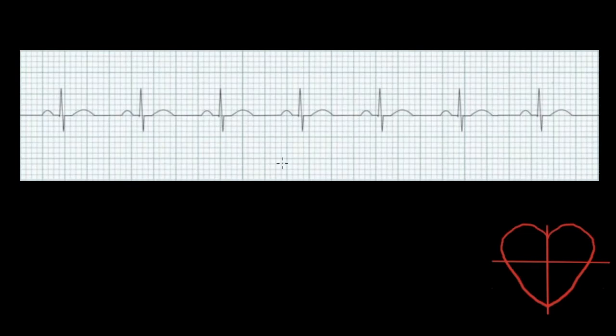Hey guys, I wanted to do a quick video on rhythm recognition and how the waveforms correlate to the conduction pathway. If we remember from our Einthoven's triangle, we can run a line from our SA node through our AV junction, through our left ventricle, and this would be the normal average electrical conduction, or what we call our lead 2 view.